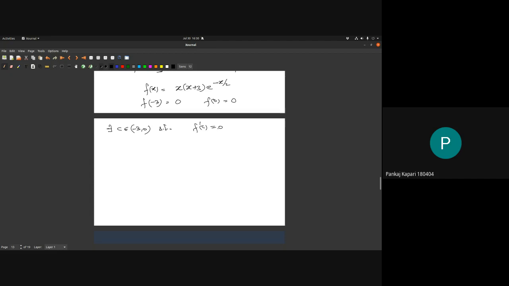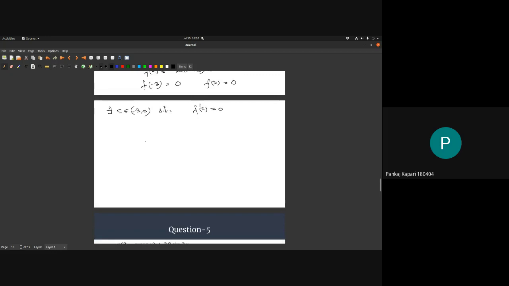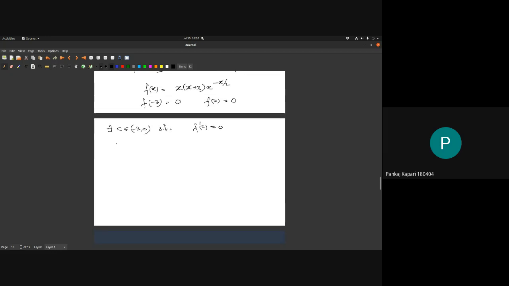Now, this condition will give you an equation in terms of c, and you have to solve that equation and find the value of c. So let's differentiate the function. What is f prime of x, the first derivative of f(x)? You can apply the product rule. You can just write it as x square plus 3x times e to the power minus x by 2.